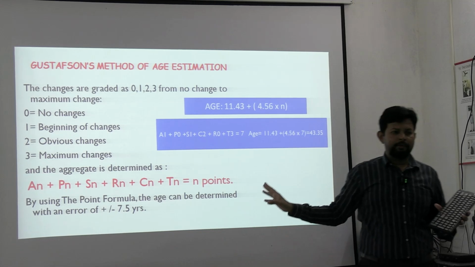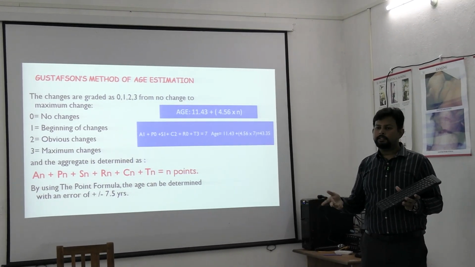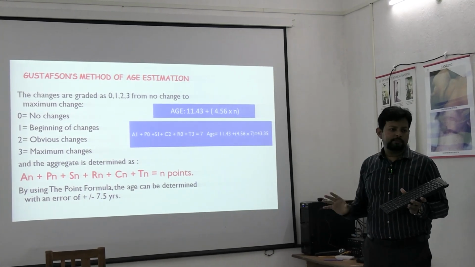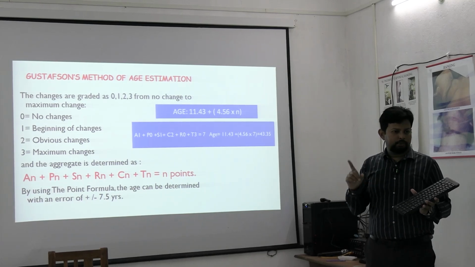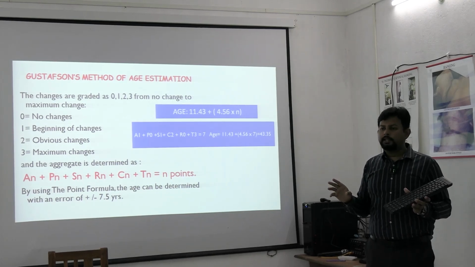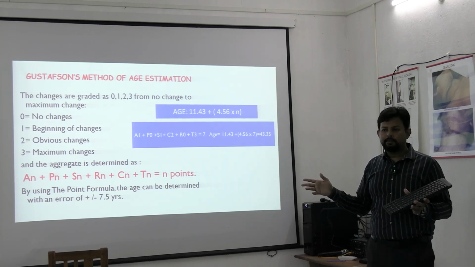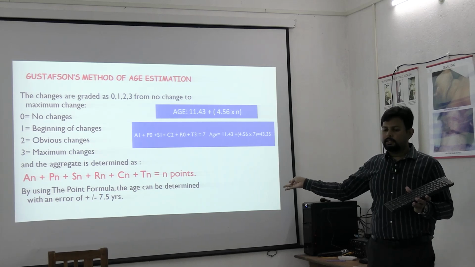This is what we do. We calculate the age from it. It won't be possible for you to calculate it in your exams, so it won't be asked. But still there is a formula called Gustafson's method, and they have these parameters, which I just told you. If anybody asks you about Gustafson's method, you say it is for age beyond 25 years, and it has these parameters: attrition, periodontosis, secondary dentin formation, root resorption, cementum apposition, and root translucency.